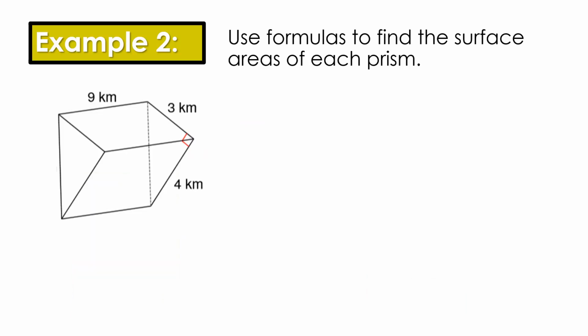So in example 2, we're going to use formulas to find the surface area of each prism rather than having to draw out the net and find individual areas of each individual shape that we have there.